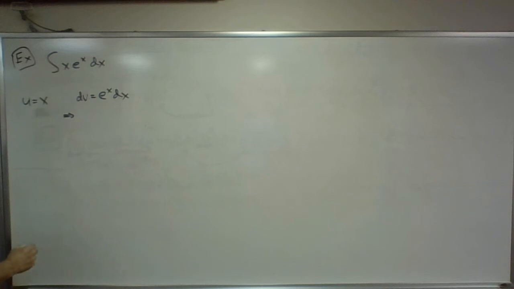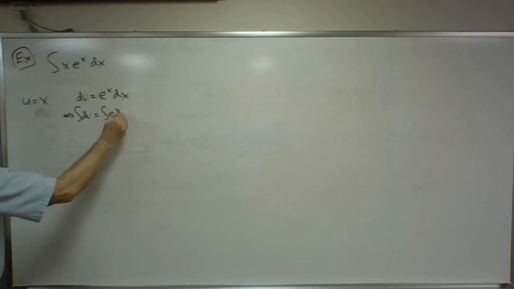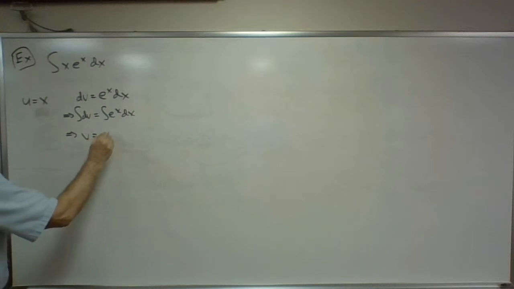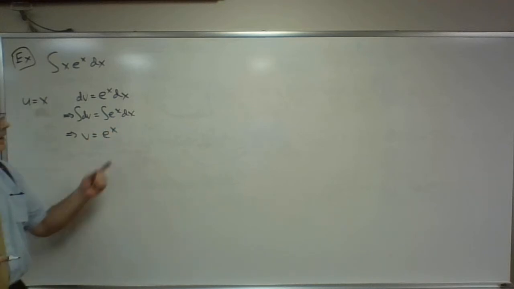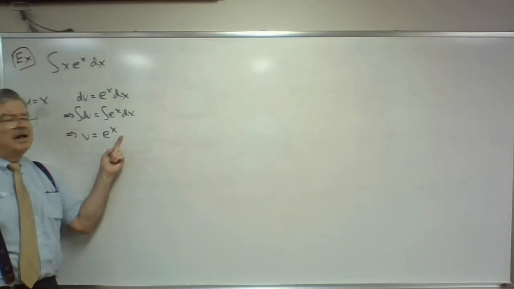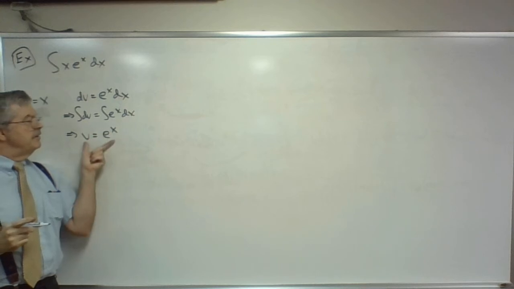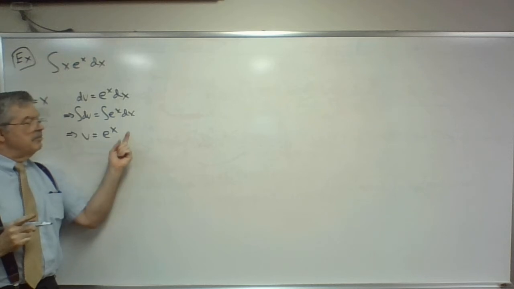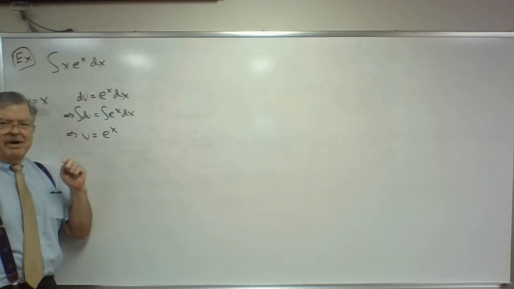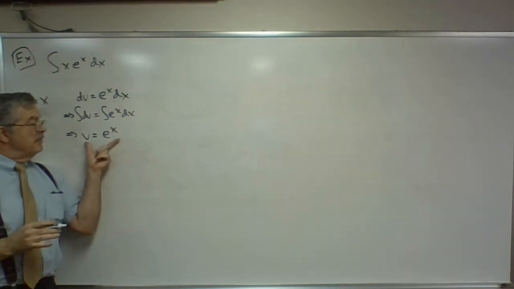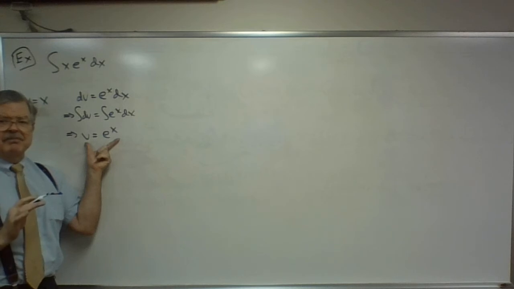And that means if we integrate both sides, that v equals e to the x. And when we compute v, don't worry about the constant. The simplest antiderivative will always work when we're doing integration by parts. So forget the plus c for now. We'll throw on the plus c at the very end of the exercise, and that will work just fine. For right now, we don't need it.